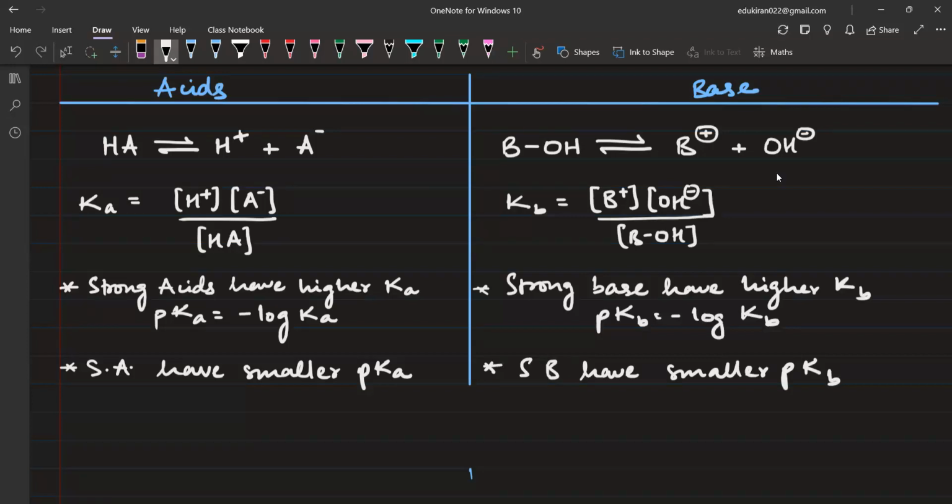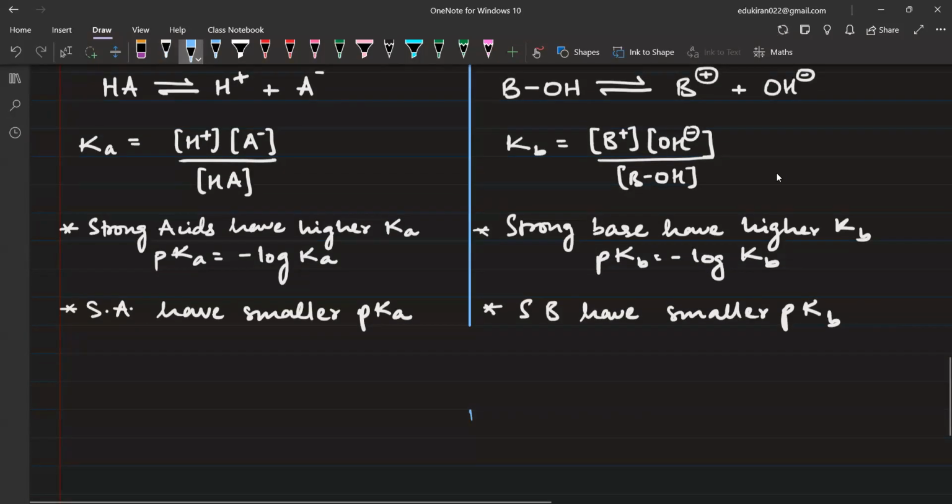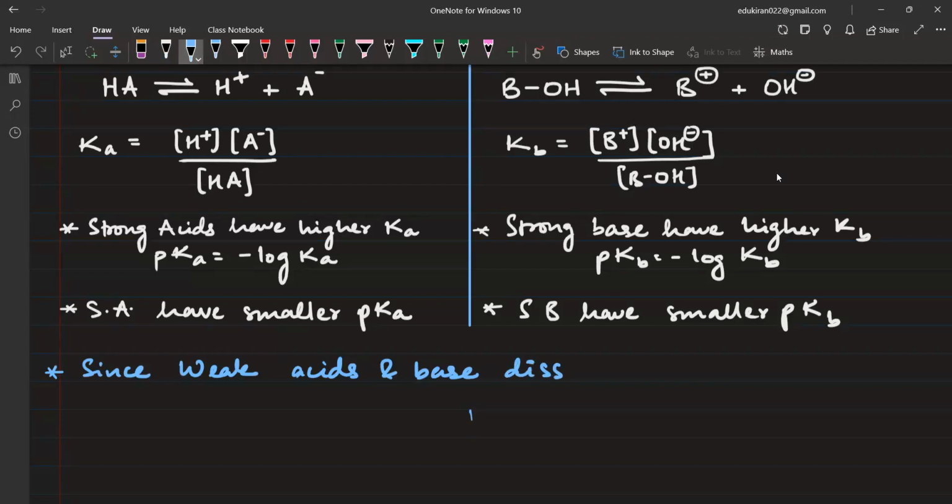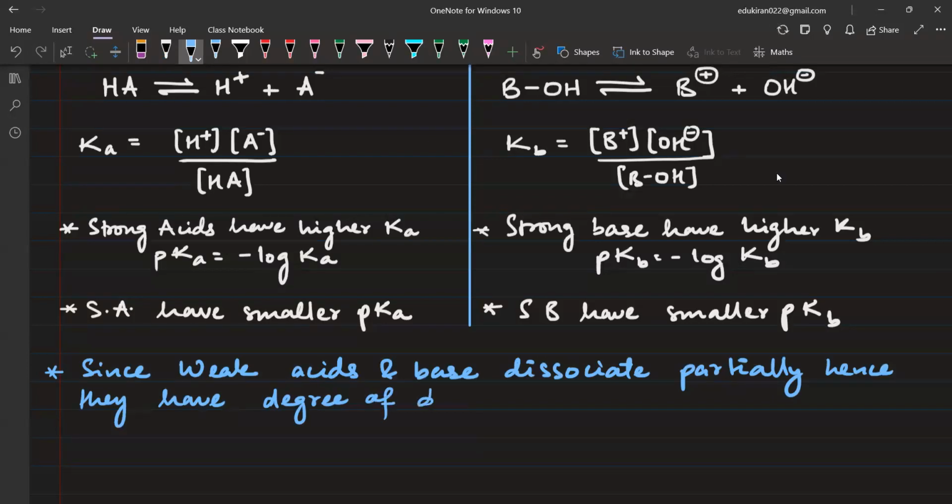Now for weak acids and bases there is a term that is known as dissociation constant. Right, next point, since weak acids and base dissociate partially, hence they have degree of dissociation. Degree of dissociation क्या होता है? It is defined as alpha.